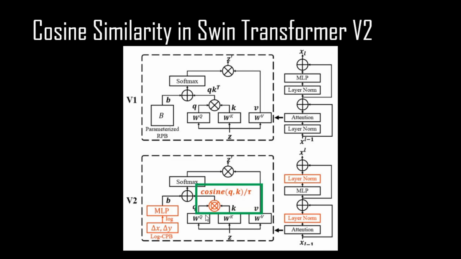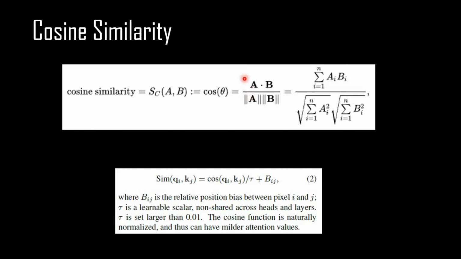But in version 2, they said that it's better to use cosine similarity instead of dot product similarity. So cosine similarity is basically dot product similarity, but it's divided by the norm of the vectors. Okay. And also they have one value called tau, which is a small value just to compensate for the small output of the cosine similarity. Because when you have the cosine similarity, you're dividing by the norms, so the value of that is going to be small. So you want to multiply that with bigger numbers to make it bigger, or divide that by a small number, which is used here. So tau is 0.01 and it's a learnable parameter.